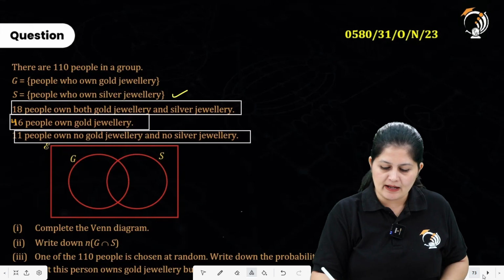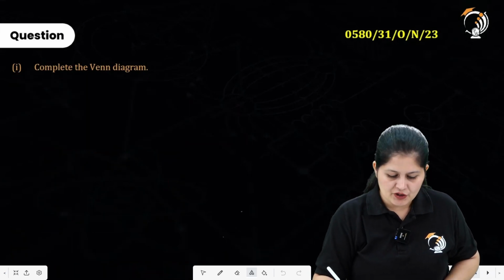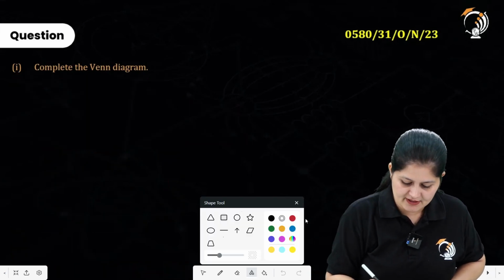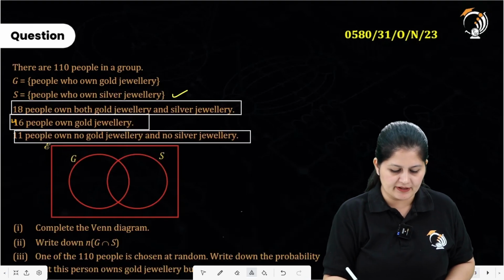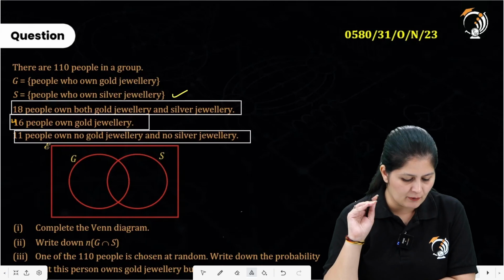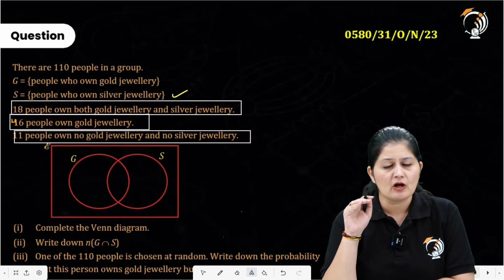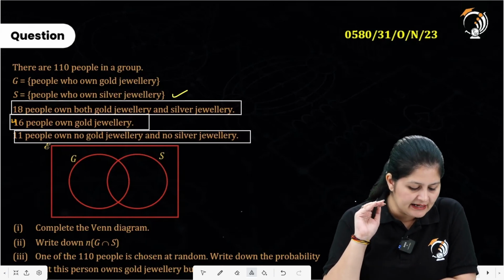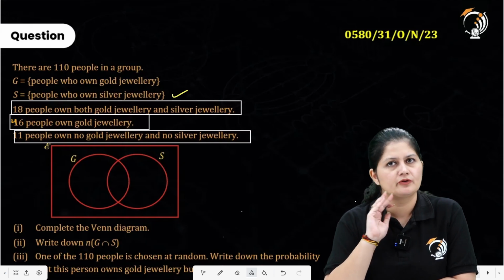So we need to complete the Venn diagram here. Let me just make the Venn diagram first, or let me just complete it here itself. If we talk about the Venn diagram, what we can observe is that there are 11 people who own no gold jewelry and no silver jewelry.